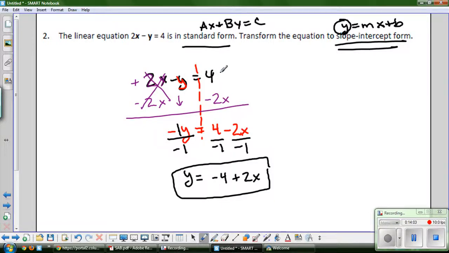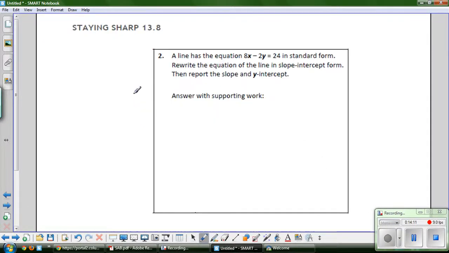Now this is, again, pretty much what we've been doing. You have this equation, 8x minus 2y is equal to 24. And again, they're talking about standard form. Just keep in mind standard form is ax plus by equals c. Standard form just means it's an equation of a line where the x's and y's are on one side of the equation, the numbers are on the other. X's and y's on one side, numbers on the other.